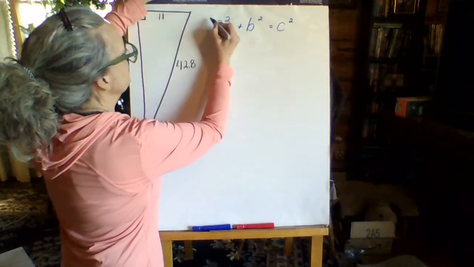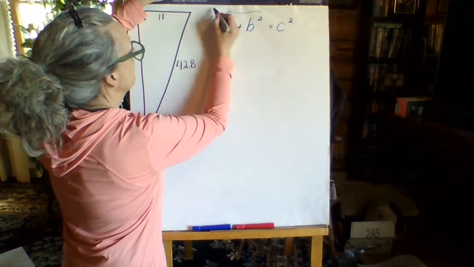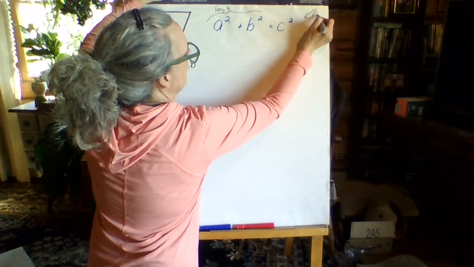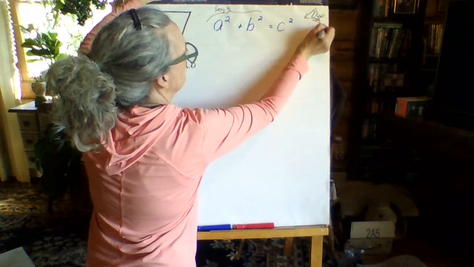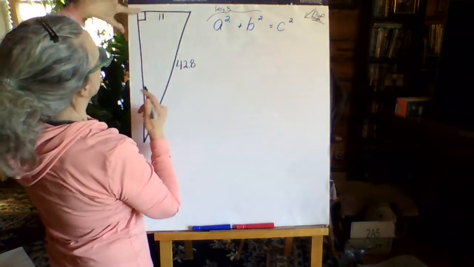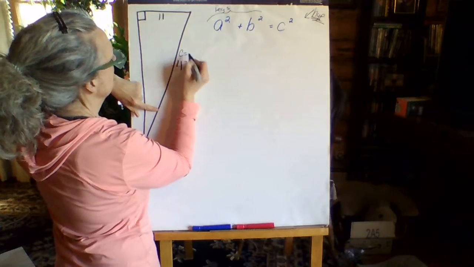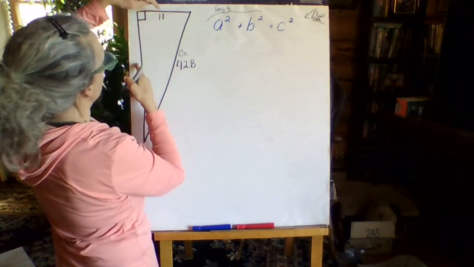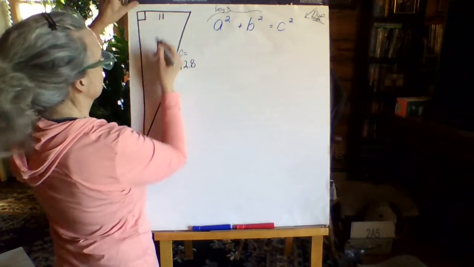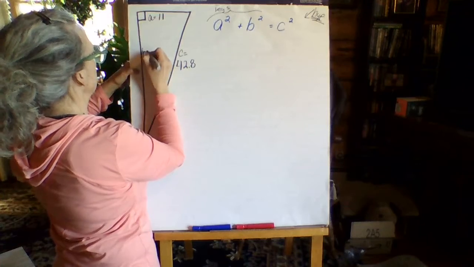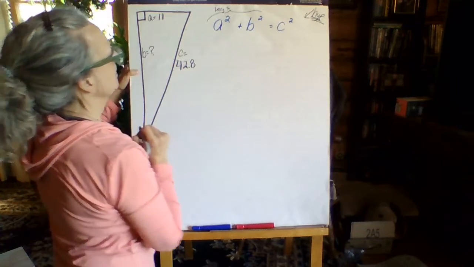A and B are always the legs, and C is always the hypotenuse. Okay, legs A and B, hypotenuse C. So we're going to say C equals 42.8. A and B, or B and A, it doesn't matter. I'm going to put an A here, equals 11. I'm going to put a B here, equals question mark.